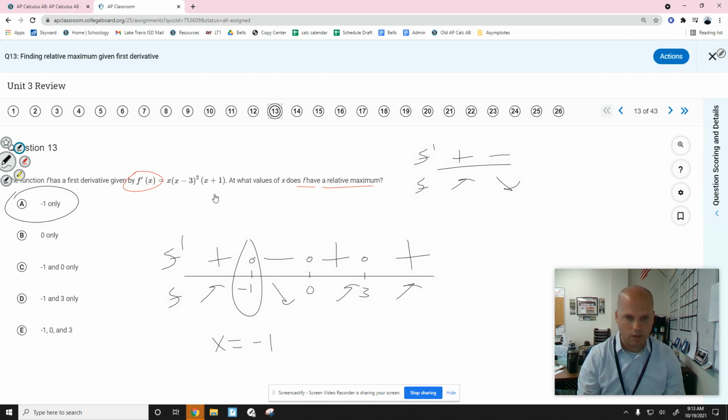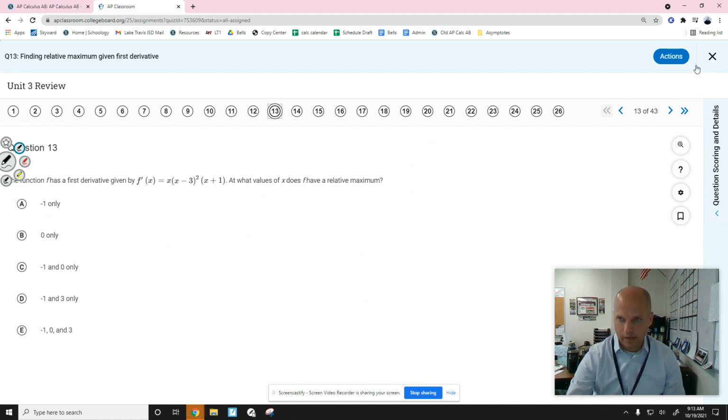Let me just make sure. Let's plug in negative 2. That would be negative 2 times negative 5 squared times negative 1. That's going to be a negative times a positive times a positive. Let's plug in negative 0.5. Negative 0.5 times negative 3.5 squared times positive 0.5. Negative, positive, positive, negative. Okay, that works out. So I kind of know that I'm doing things correctly. You can always check.